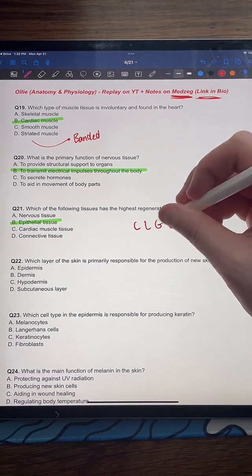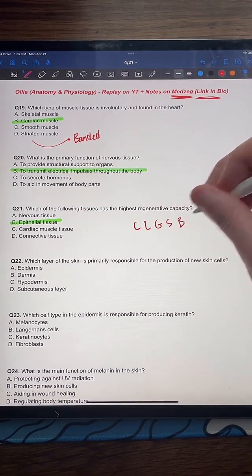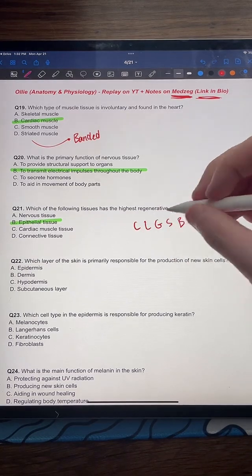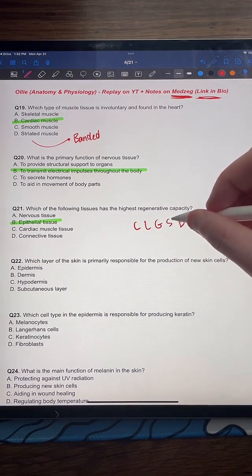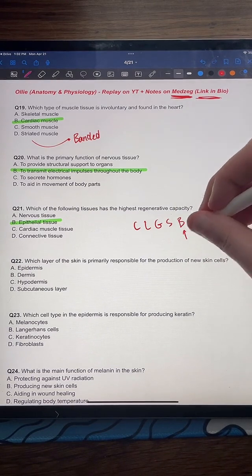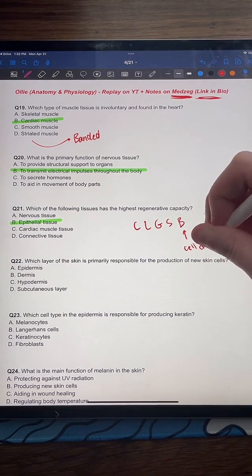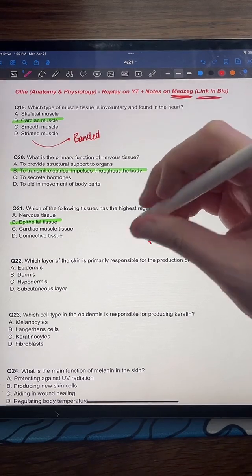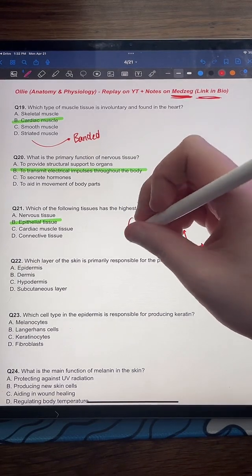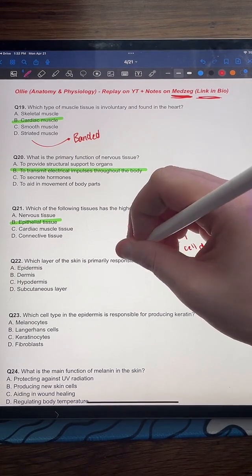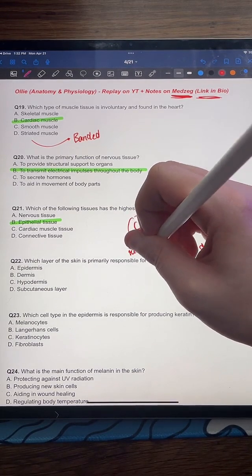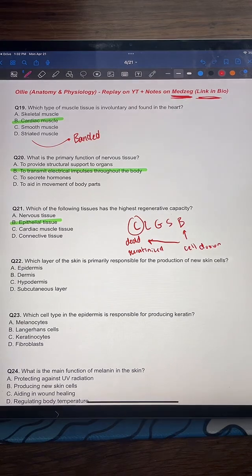Let's get sunburned: corneum, lucidum, granulosum, spinosum, and basal. Our basal is where our cell division is going to occur. And then the new cells are going to go up. And then when they get to the corneum layer, this is where they are going to be dead and keratinized or waterproofed. Nervous tissue basically has very poor regenerative capacity.